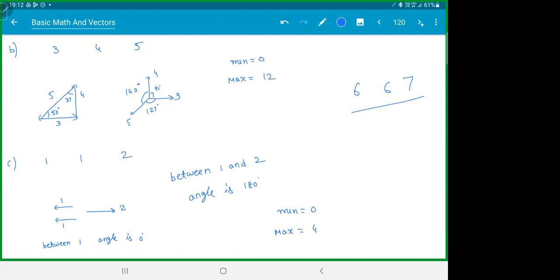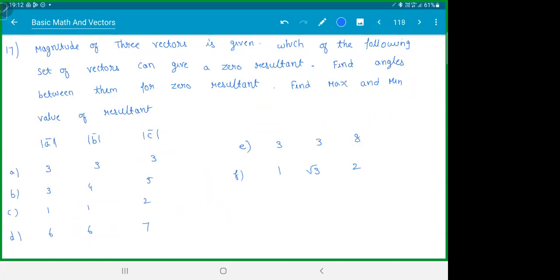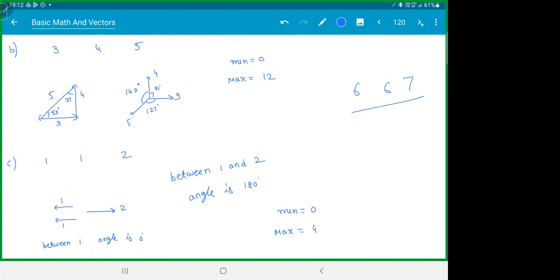Swastika, you got C is what? D is 135, 135, 90. It's not a right angle triangle, right, Swastika? Did you do F? Yeah? No, it's not F also. D is 6, 6, 7. It's not a right angle triangle.